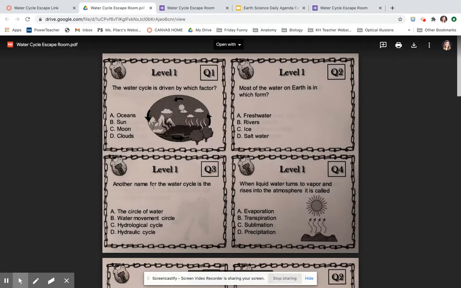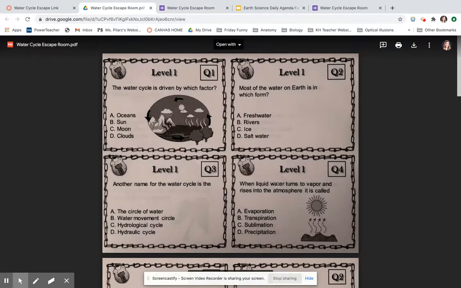Number 3, another name for the water cycle is the circle of water, water movement circle, the hydrological cycle, or the hydraulic cycle. Most of these questions you can pull out of the note pages we did for the water cycle, but this one was not on the note page, so if you need to, you could Google and figure out the answer. But I'll tell you for this one, it is the hydrological cycle. So the answer for number 3 is C.